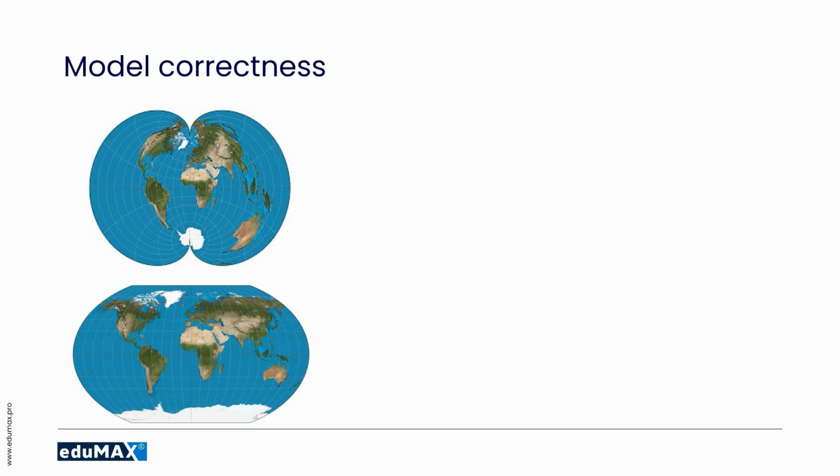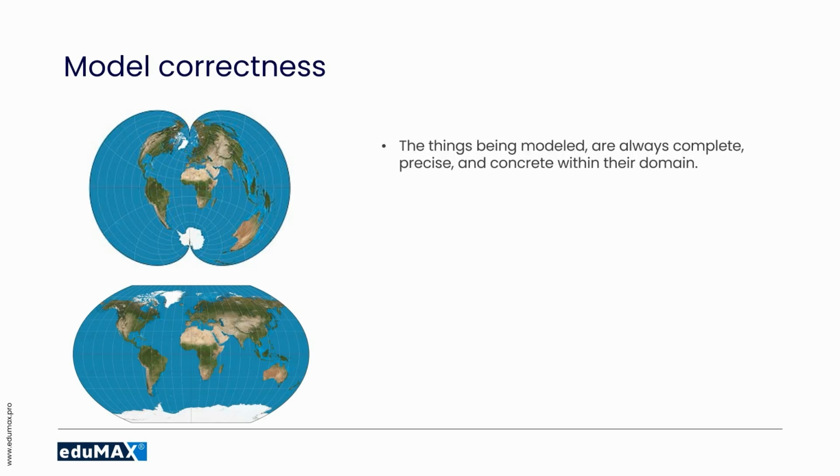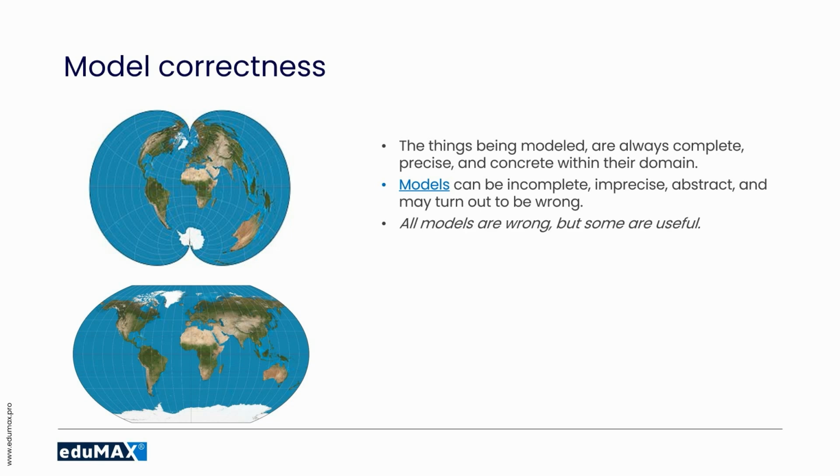A couple of words regarding model correctness. The things which are not part of the model, but the things which are modeled are always complete, precise, and concrete. So they exist, you can talk to some kind of person, you can go somewhere with that person, but models are just some representation of real objects, so they can be incomplete, imprecise, and sometimes even wrong. We can even say that all models are wrong, but some are useful. That sounds weird, but let me show you the next slide.